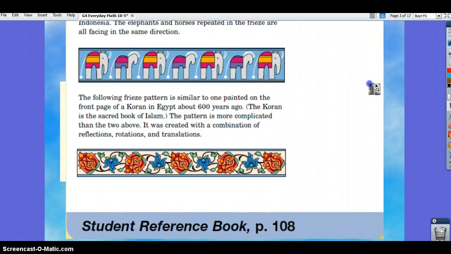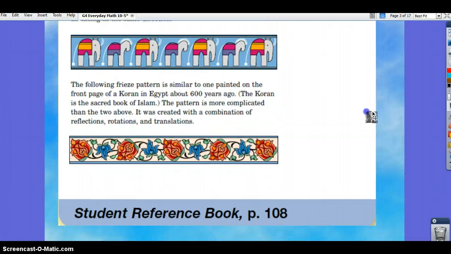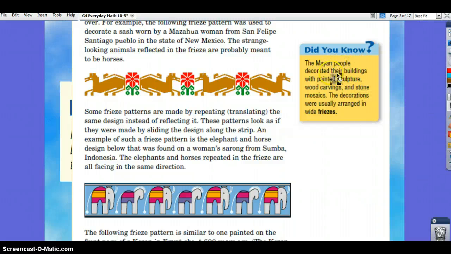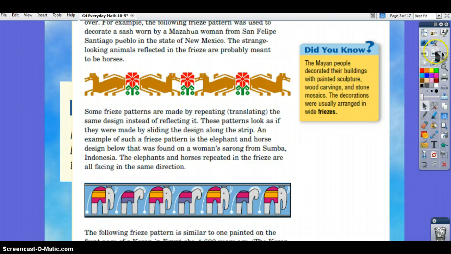The following frieze pattern is similar to one painted on the front page of a Quran in Egypt about 600 years ago. The Quran is the sacred book of Islam. The pattern is more complicated than the two above. It was created with a combination of reflections, rotations, and translations. And did you know the Mayan people decorated their buildings with painted sculpture, wood carvings, and stone mosaics? The decorations were usually arranged in wide friezes.